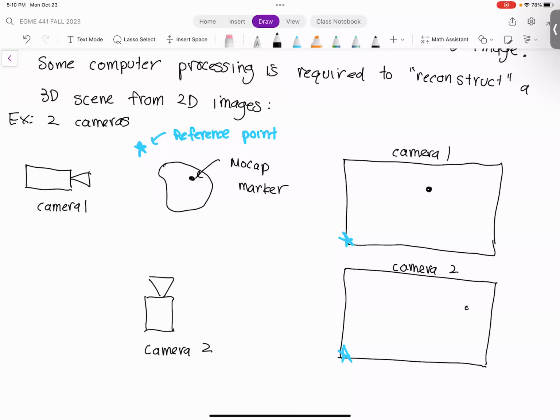And the one mocap point appears in kind of 2 places, in each camera. Based on its position relative to the reference point, let's say that this here is 10 centimeters. This distance right here is 30 centimeters. So you can almost think of that as kind of the X and Y components of that point relative to the reference point.